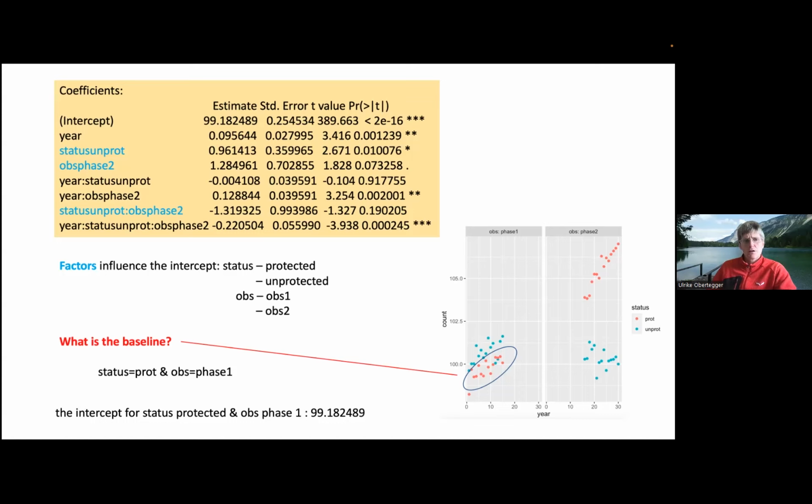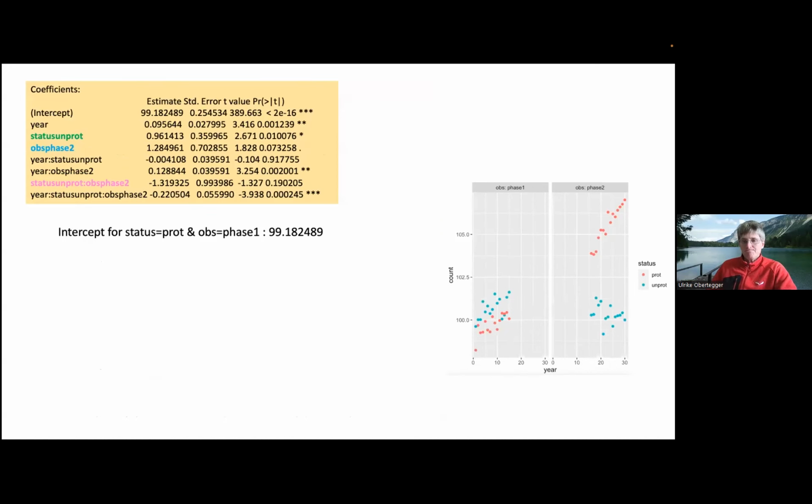I think this is the hardest part of the whole thing, that you understand what the baseline is and that everything is referred with respect to this baseline. So now let's try to understand how to get the intercepts for the next linear relationships. Okay, next one. Intercept for status protected, observation phase 2.